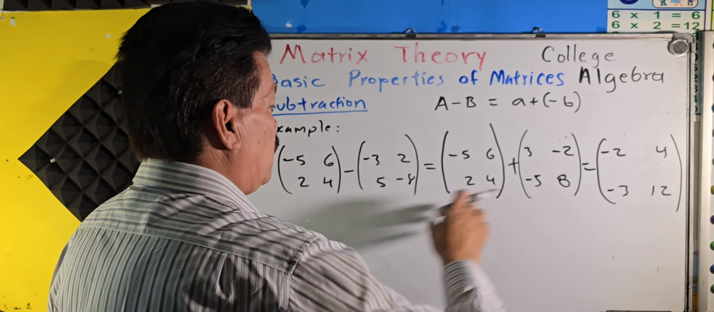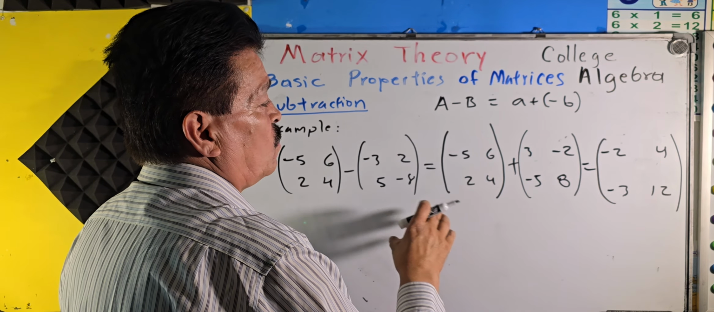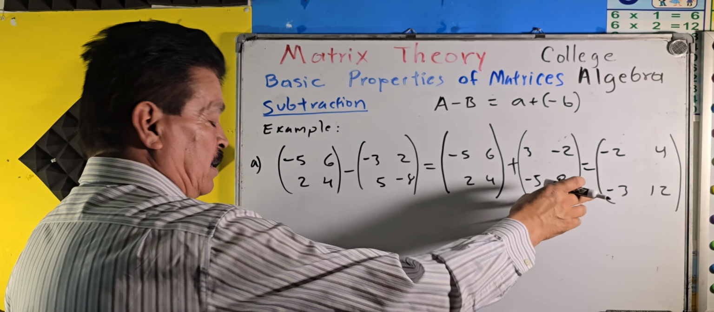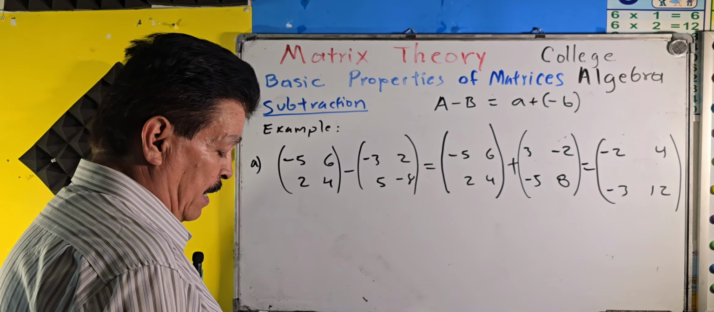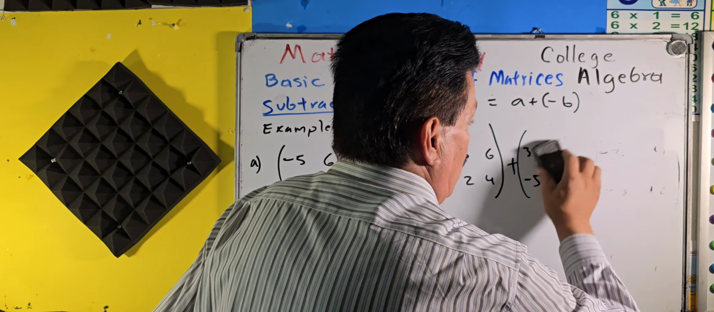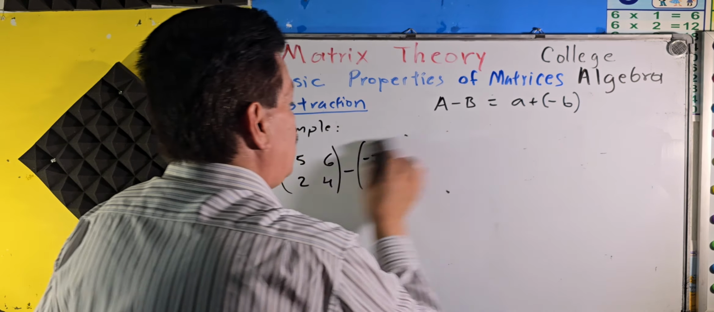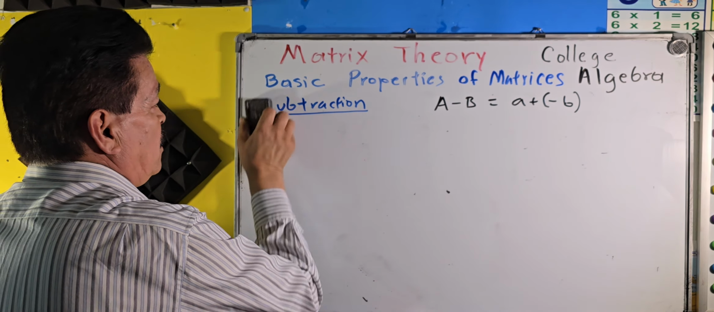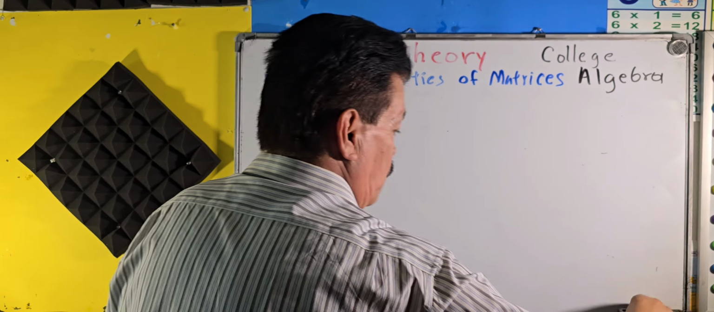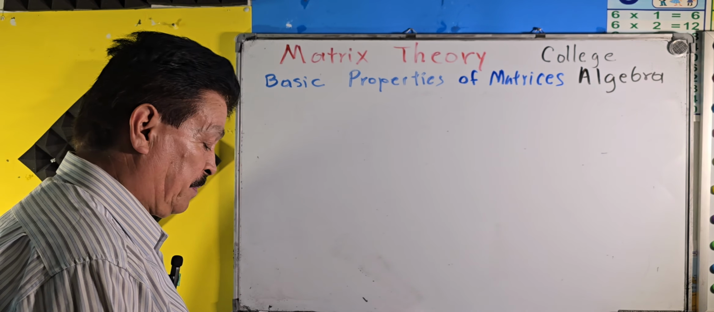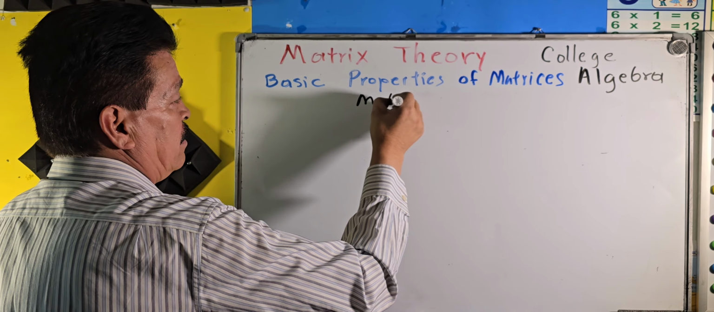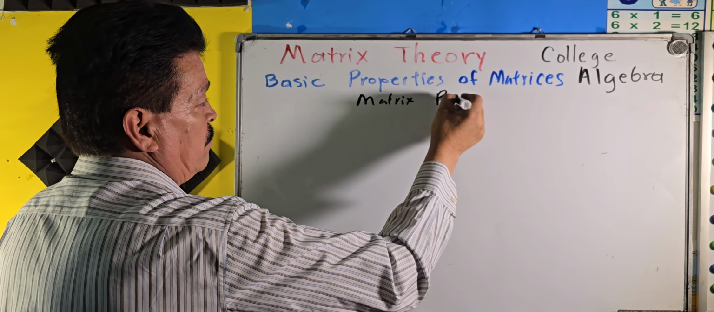This is the conclusion. I don't want to do the whole process that I did before, but you practice and do the process. That's the answer. I don't want to stay here longer because it's simple and easy. Let me show you the matrix product.